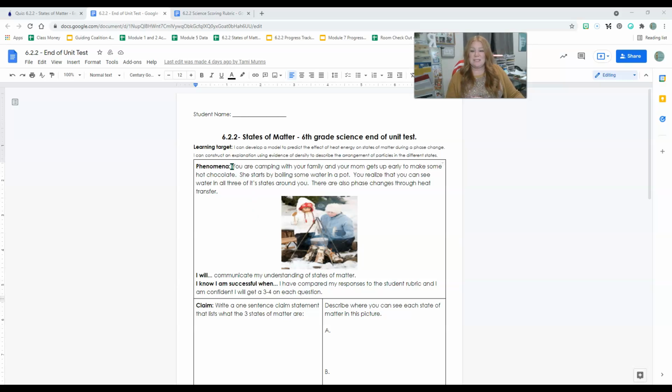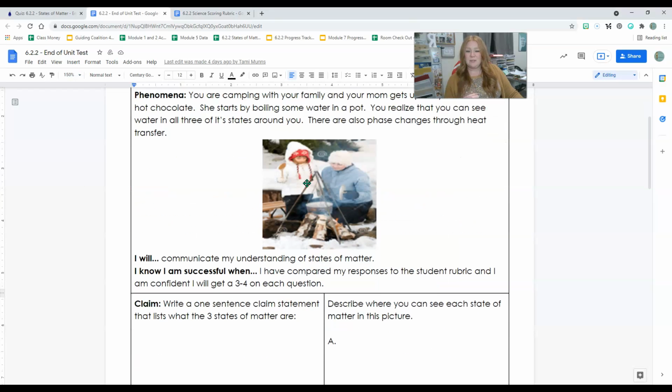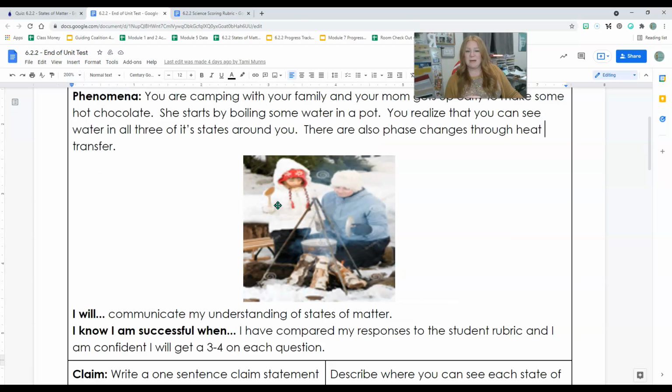The phenomena says you are camping with your family and your mom gets up early to make some hot chocolate. She starts by boiling some water in a pot. You realize that you can see water in all 3 of its states around you. There are also phase changes through heat transfer. So I'm going to make this a little bit bigger so you can see this picture better in color here.